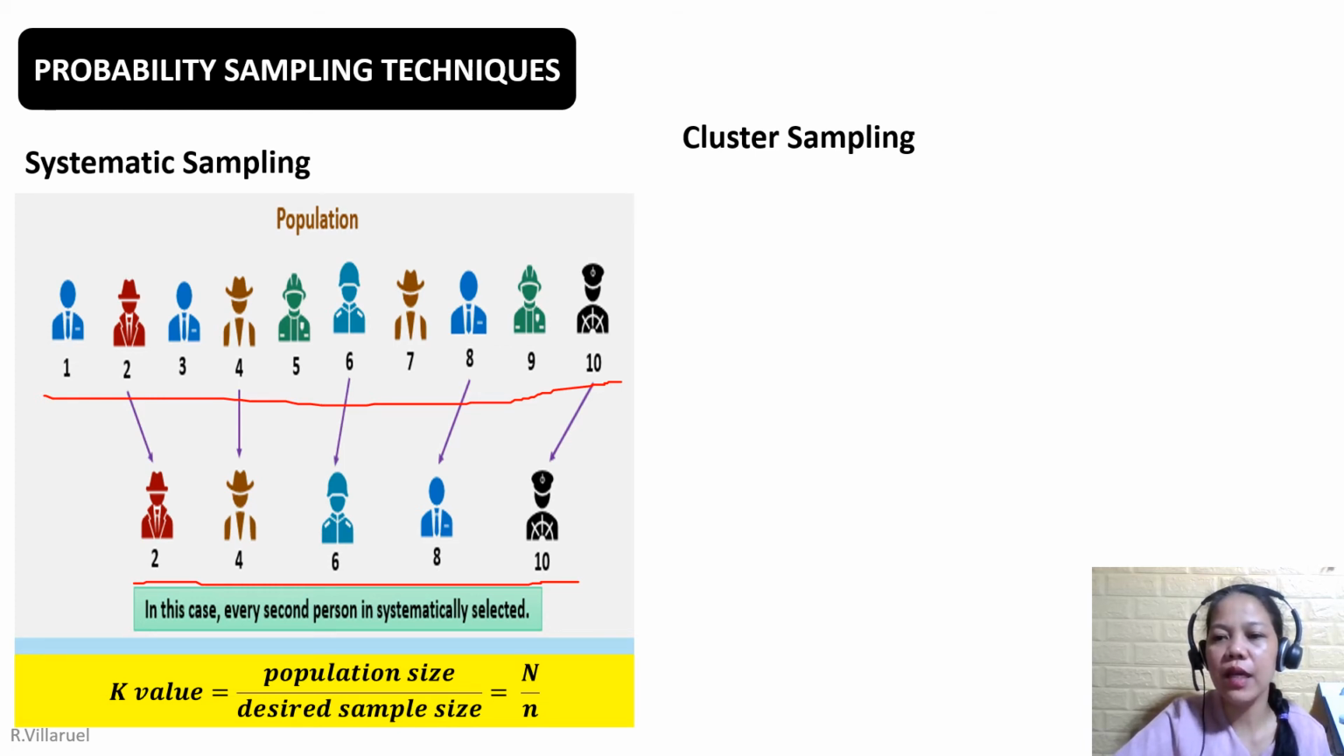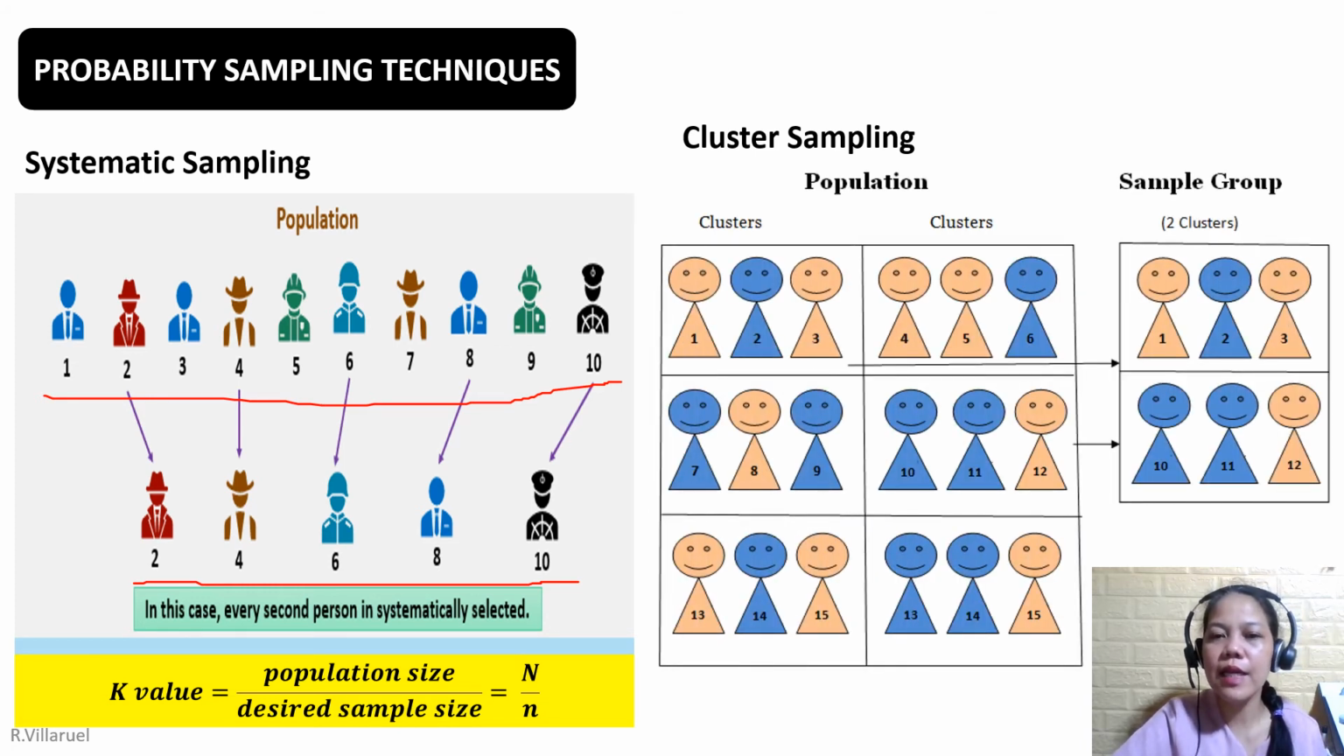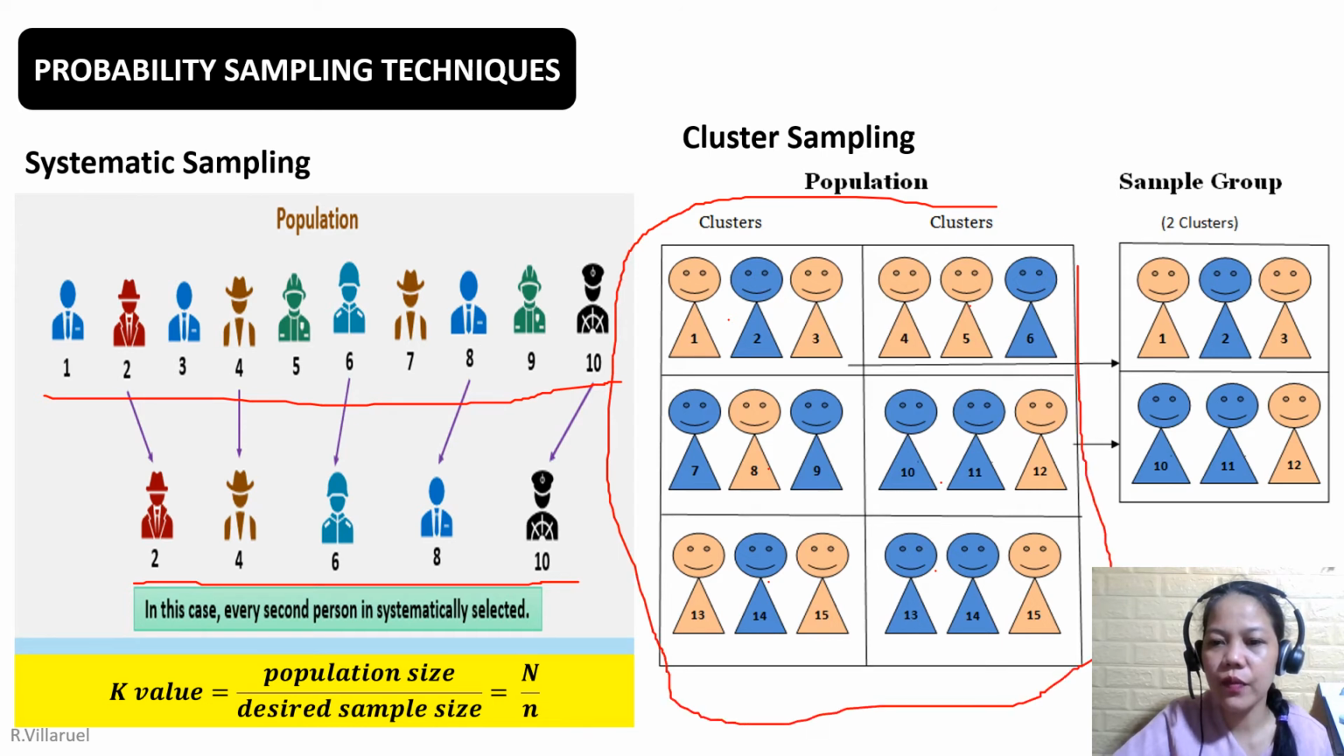So, yung population ngayon, so dito sa example, as you can see, meron tayong clusters. This is the target population. So, meron tayong 6 na cluster. So, we have 1, 2, 3, 4, 5, and 6. From these 6 clusters, the sample clusters or groups are drawn randomly. So, ito ngayon yung naging sample group out of the target population.